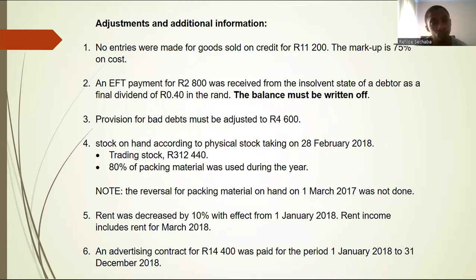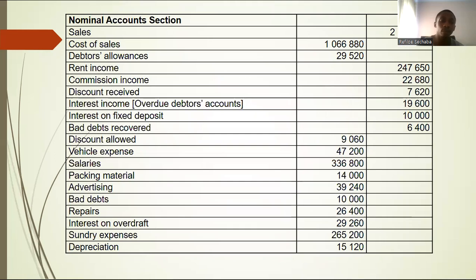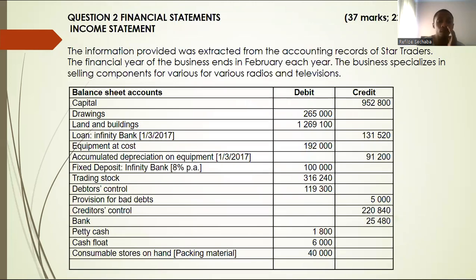Adjustments 3 talks about provision for bad debts. In case you don't know what provision for bad debts is, please check out the other video. I posted it not long ago regarding provision for bad debts. It tells you that provision for bad debts must be adjusted to 4,600. And if you remember very well, when we read the trial balance earlier, I said provision for bad debts was sitting at 5,000 rand. So the one that we've just calculated, and fortunately, as a matter of fact, here it's given to us, okay? It's given to us as 4,800. So we don't need to actually calculate it.